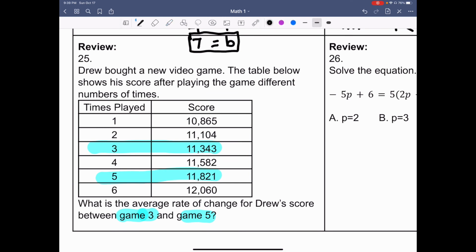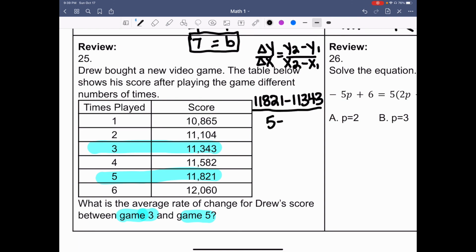So remember, rate of change is the change in y over the change in x, which is y2 minus y1 over x2 minus x1. So this is going to be 11,821 minus 11,343 divided by 5 minus 3.